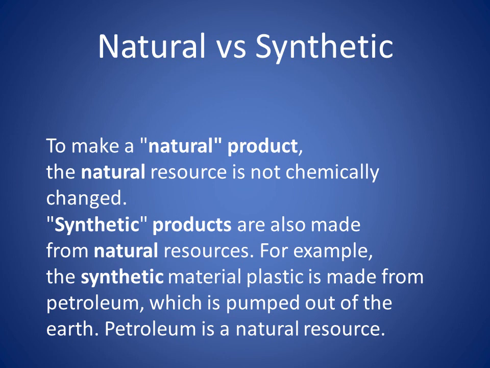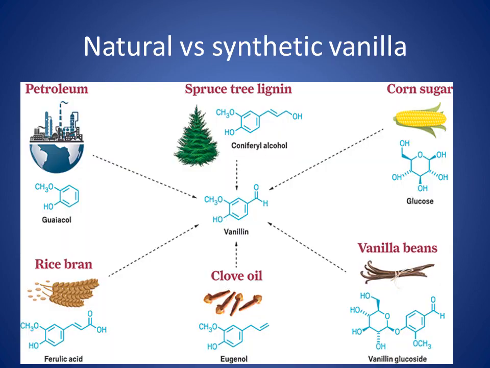chemically altered, so there could be new compounds, new molecules that are made. Example, the synthetic material plastic is made from petroleum, which is a natural resource, but plastic is a synthetic.